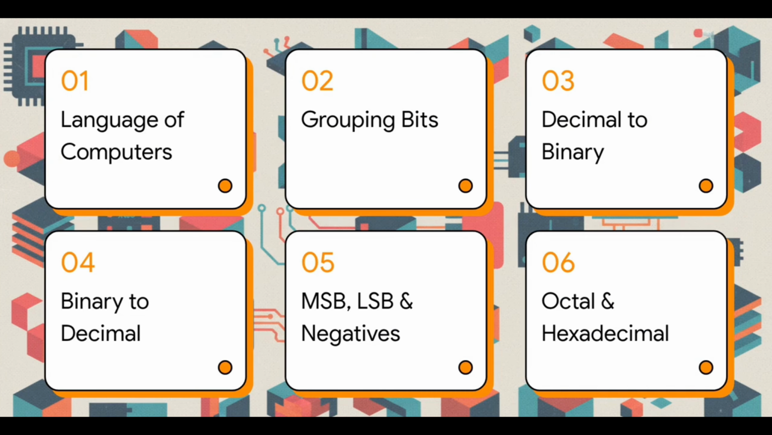Here's a quick look at our agenda. We'll start with the language of computers, then move on to grouping bits from bytes to words. After that, we'll cover converting decimal to binary, translating binary back to decimal, unpacking MSB, LSB, and negatives, and finally, octal and hexadecimal systems. Let's dive in.